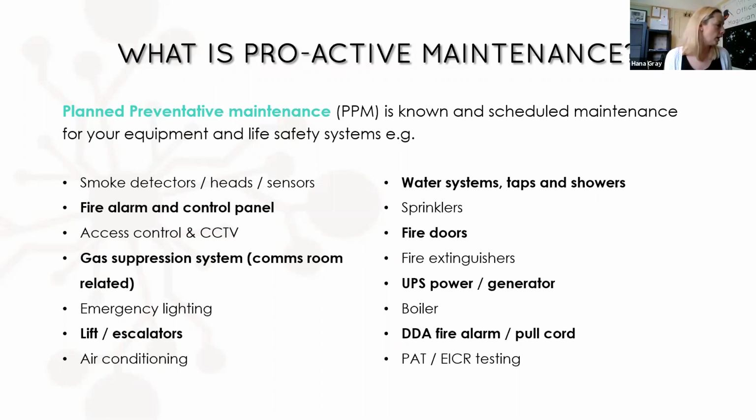But yeah, things like access control and CCTV, they'll also need maintaining, probably only 6 monthly or annually at the very least. Really, with access control and CCTV, you just want to make sure that all your readers are working and connected, and to make sure that your cameras are working properly, that you've got times and dates correct, that there are no upgrades to be had in the system, that kind of stuff. So make sure that you've got suitable contracts in place for what you need there. Gas suppression system is something that is in a comms room.